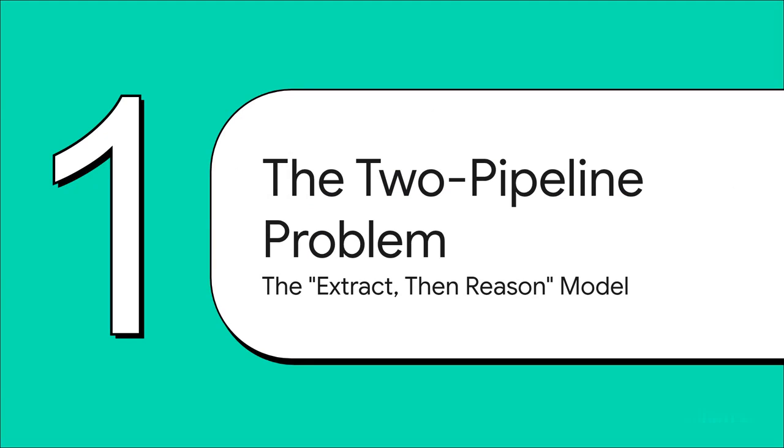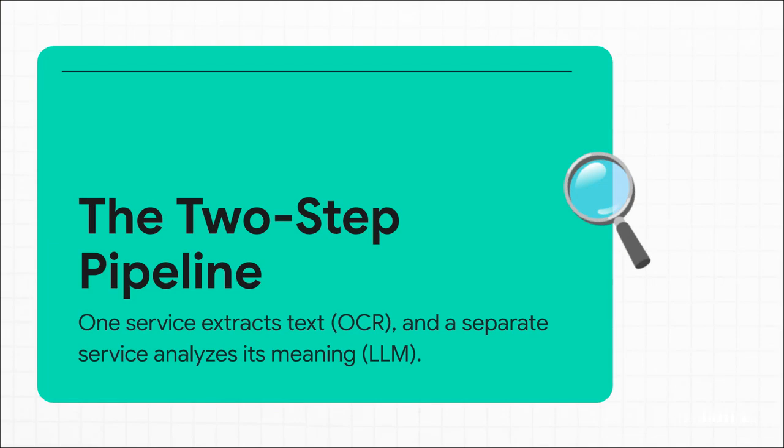So first things first, let's get on the same page about the traditional approach. We're talking about the two-pipeline problem, which is really just this classic extract, then reason model that's been the standard for years. So what does that actually mean? Well, you can think of it like a two-step dance. You've got one service, your OCR, and its only job is to look at a document and pull out the raw text. Then, in a totally separate move, you pass that blob of text to another service, an LLM, to try and figure out what it all means.